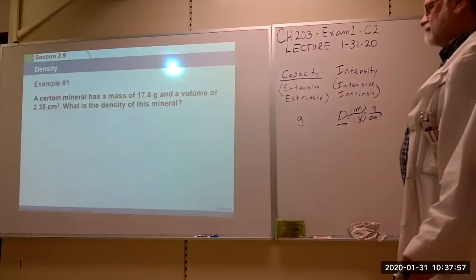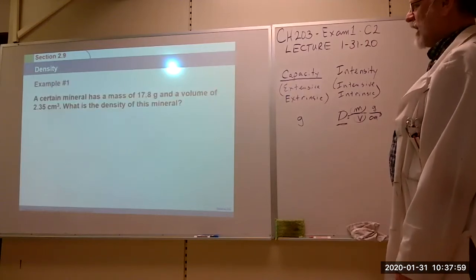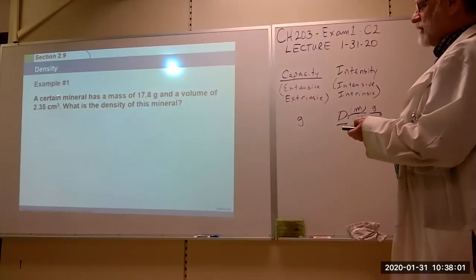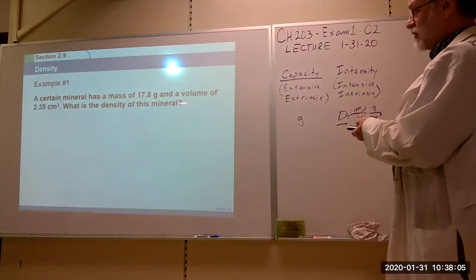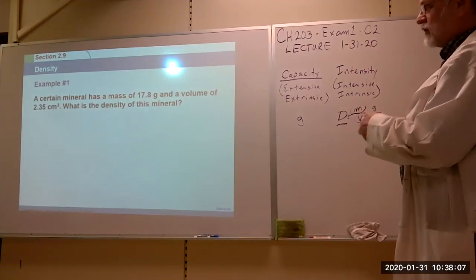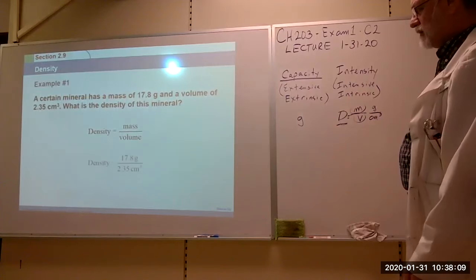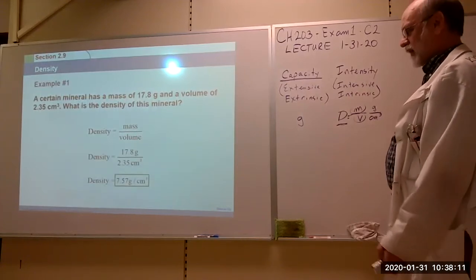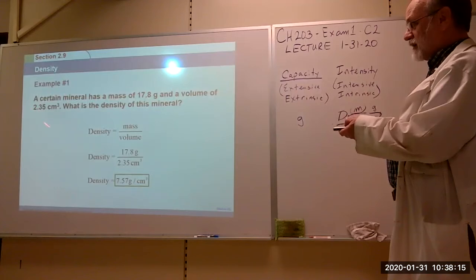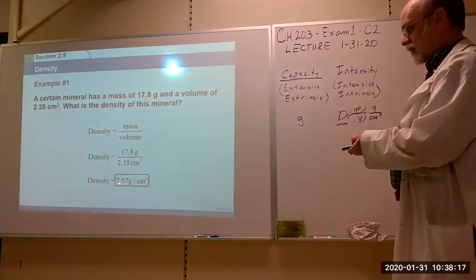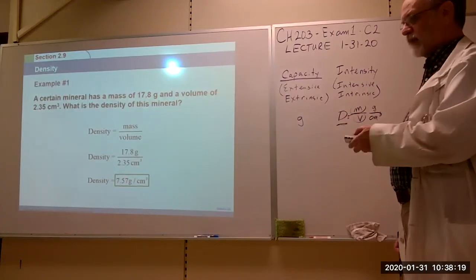All right. So here's an example. If a mineral has this many grams and its volume is this, then all you have to do is divide them, and you get a value. These two capacity factors give you this intensity factor, 7.57 grams per cubic centimeter.